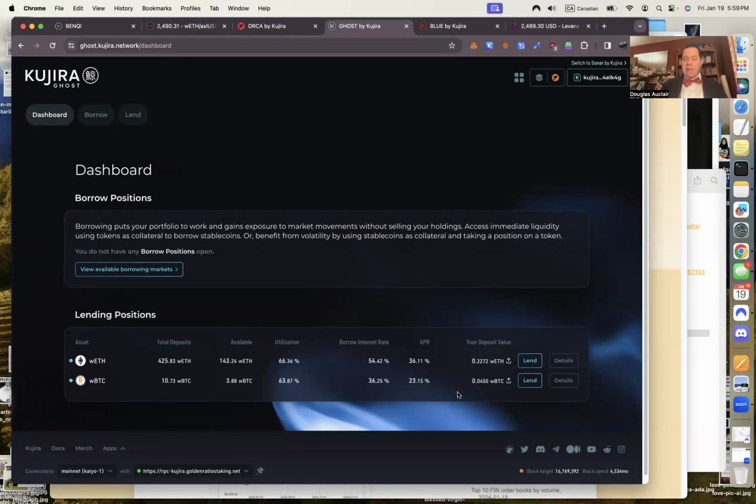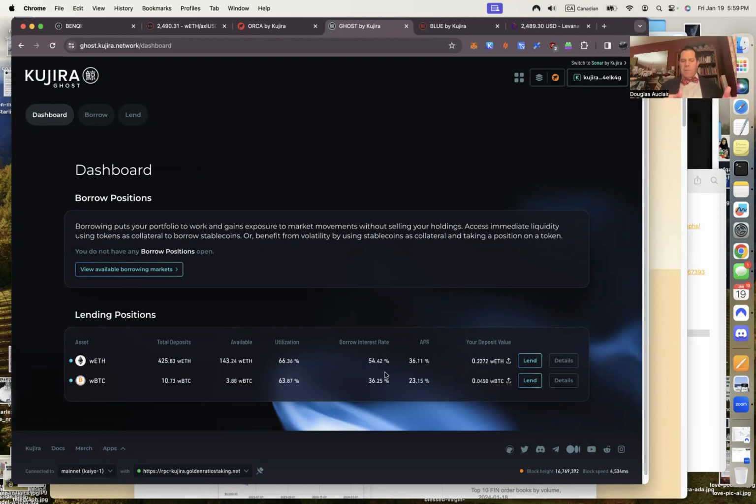Where can you get these APRs? And these are paid in real yields, because the yields that they pay are in Ethereum for Ethereum and Bitcoin for Bitcoin. So it's not an altcoin token that's being paid as APY. This is APR being paid in the native token.